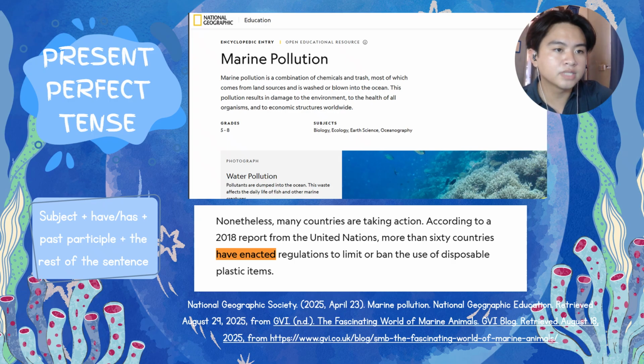Alright, moving on to the second example, which is for the present perfect tense. The present perfect tense formula is subject plus have or has plus past participle plus the rest of the sentence. Have is used when the subject is plural and has is used when the subject is singular. The examples shown here are, nonetheless, many countries are taking action. According to a 2018 report from the United Nations, more than 60 countries have enacted regulations to limit or ban the use of disposable plastic items.